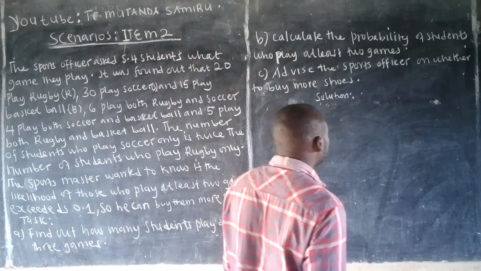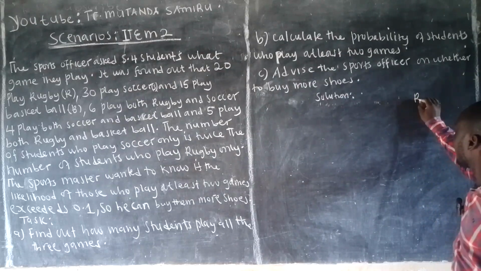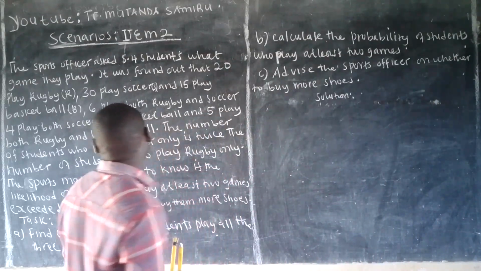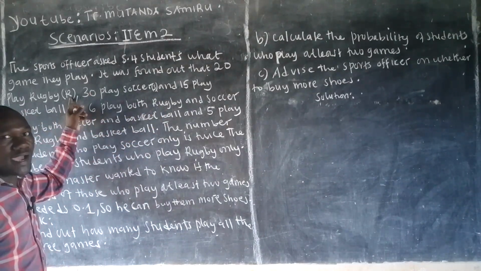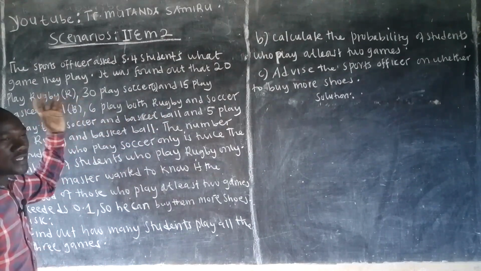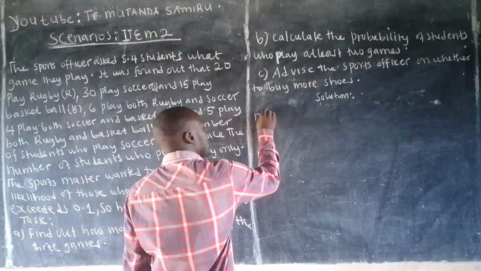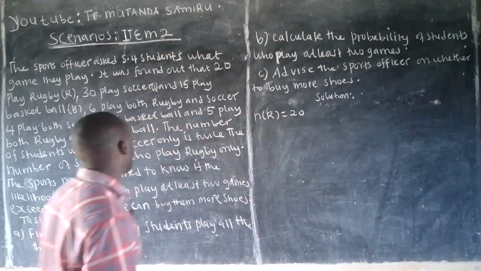Now we come and define to the examiner. Here they're saying that 20 play rugby, but they've already defined it for us. It is R. So there's no need; if they've defined it for you, there's no need of defining again. So 20 play rugby, that means the number in R is 20.